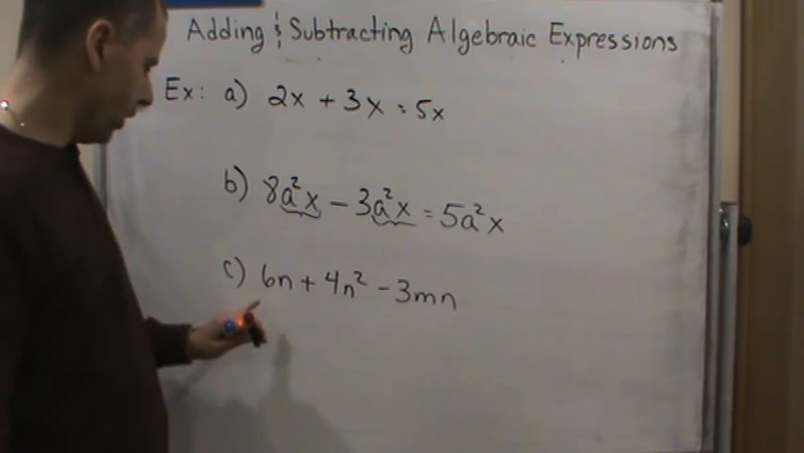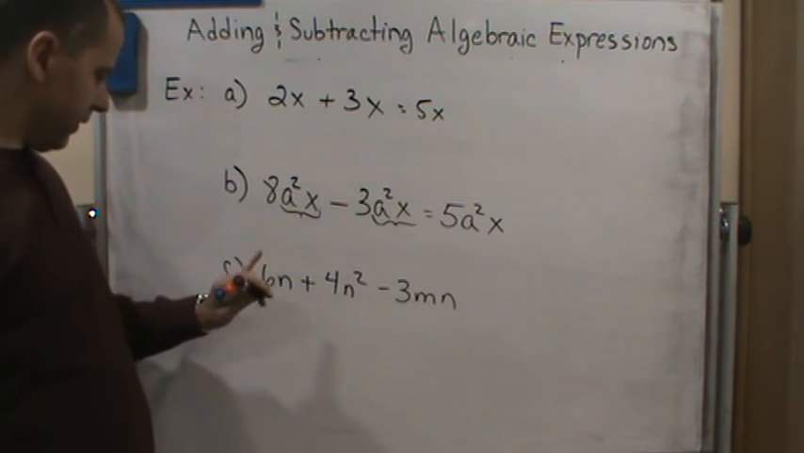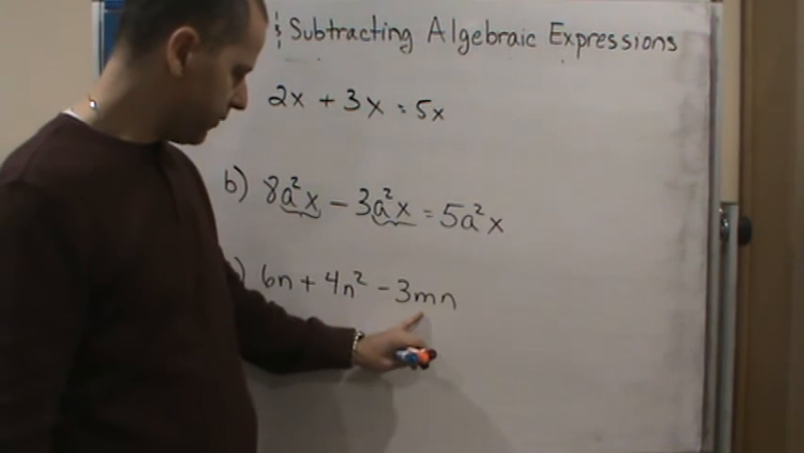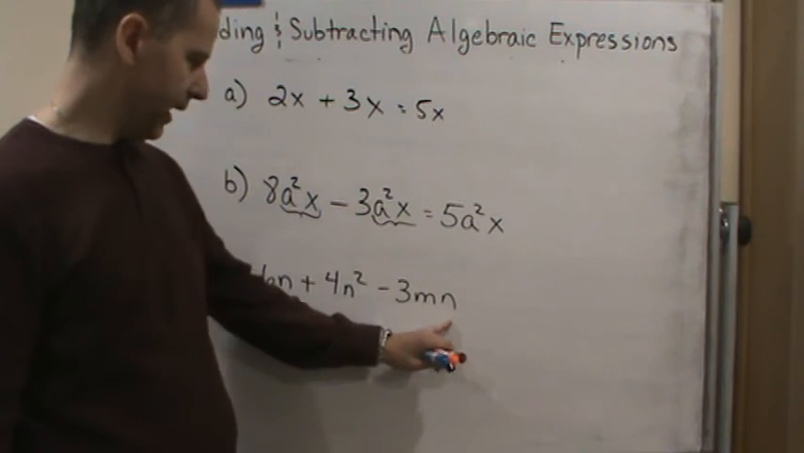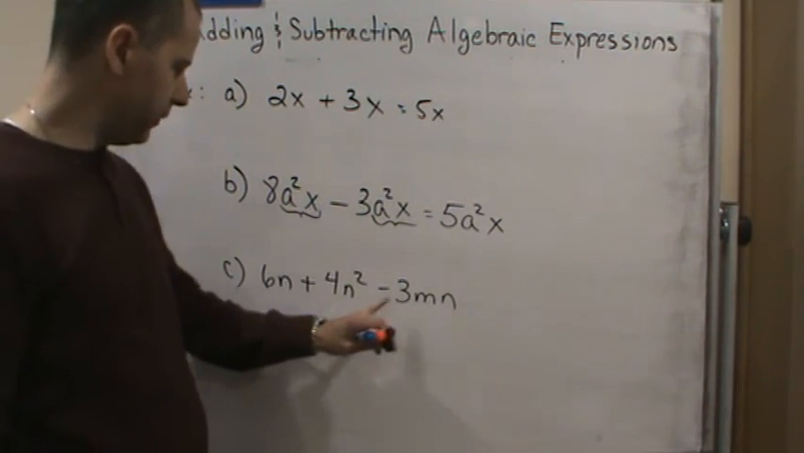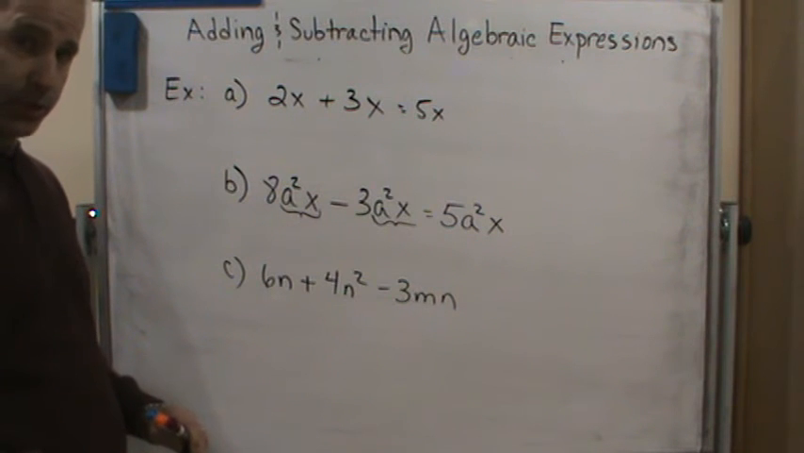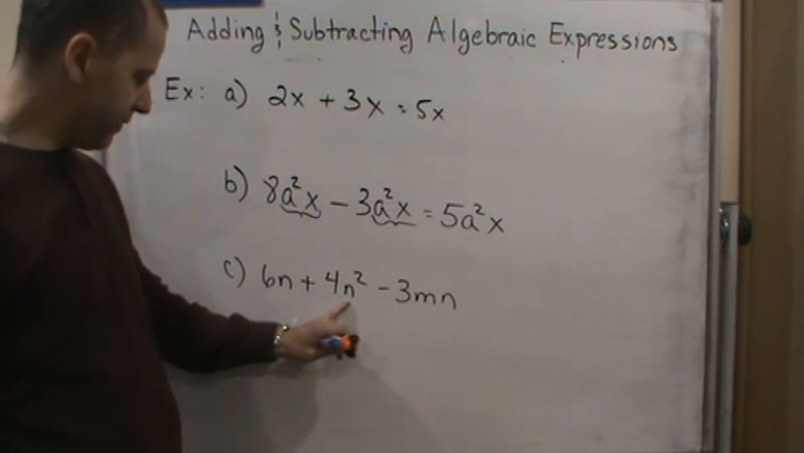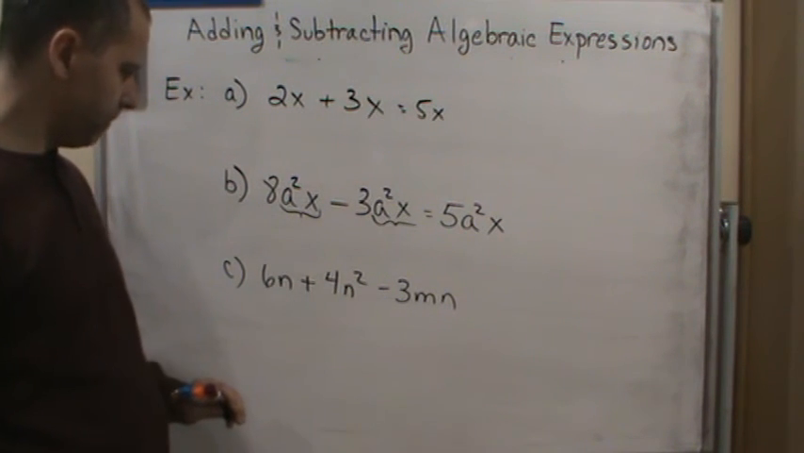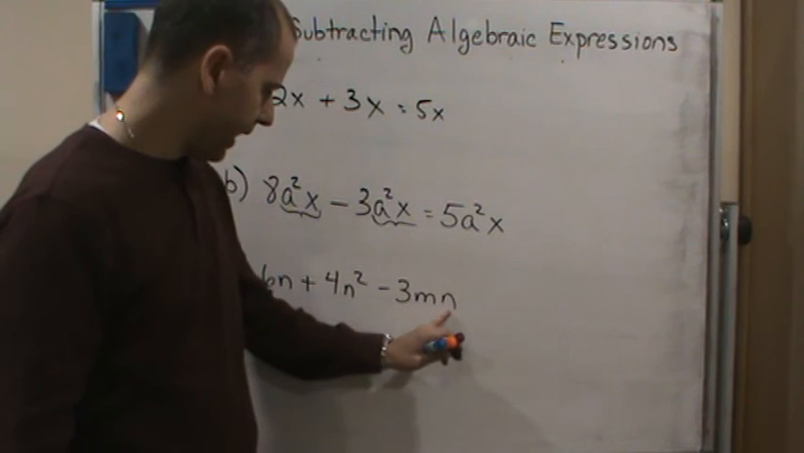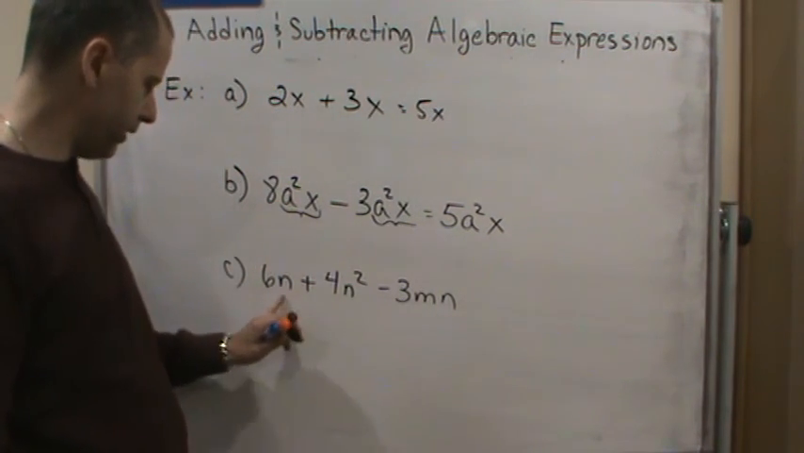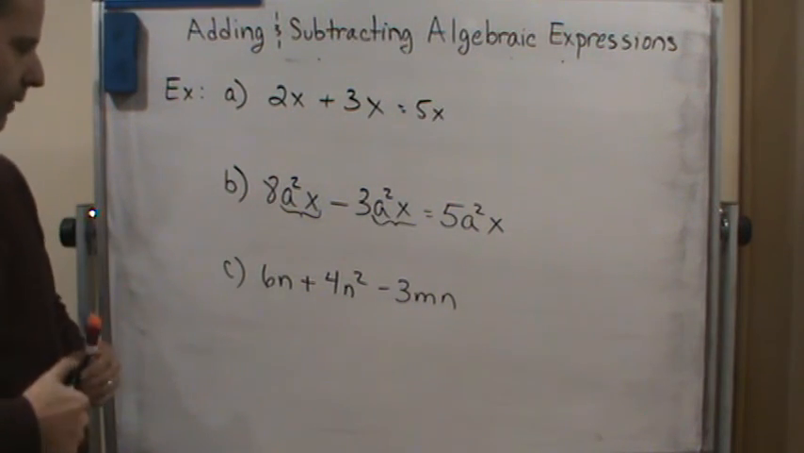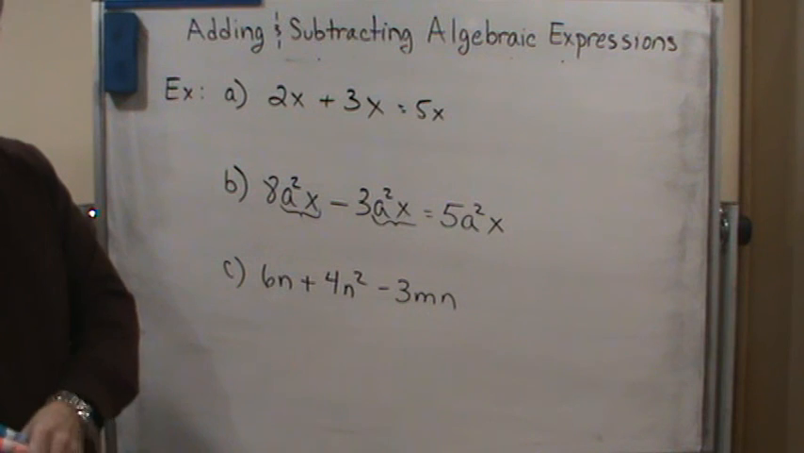Now part C, let's look at the variable parts. This is a variable part of n. This variable part is n squared, and this variable part is m times n. Notice that none of these have the same variables with the exact same exponents. This and this have the same variable, but different exponents. This has the same variable, but there's another variable in here that none of these have. So none of these are like terms. We can't do anything with this one. This is as simple as we can make it.